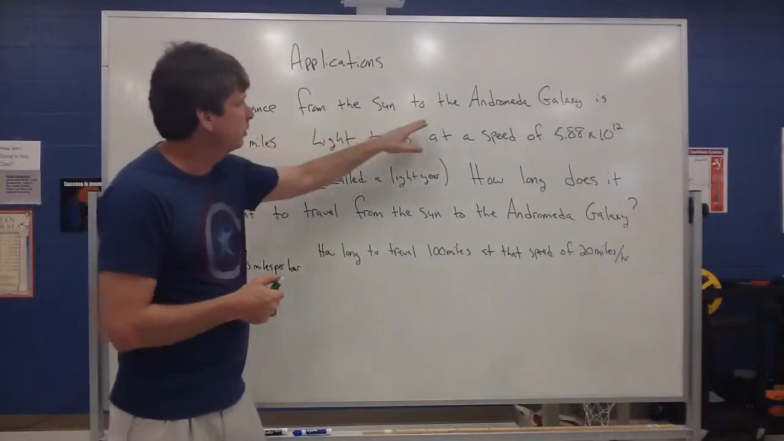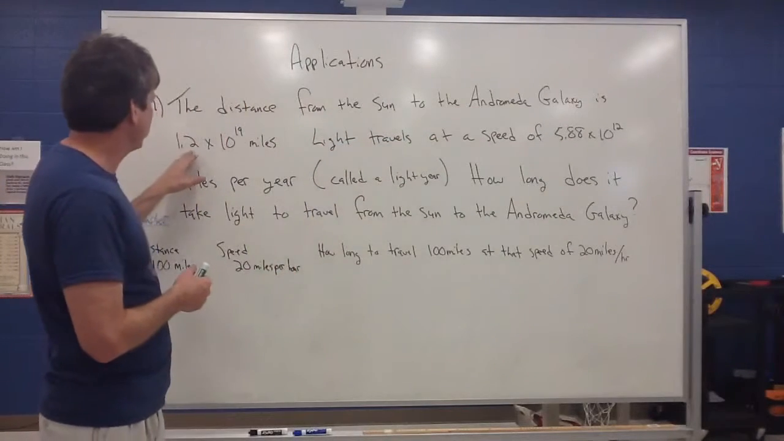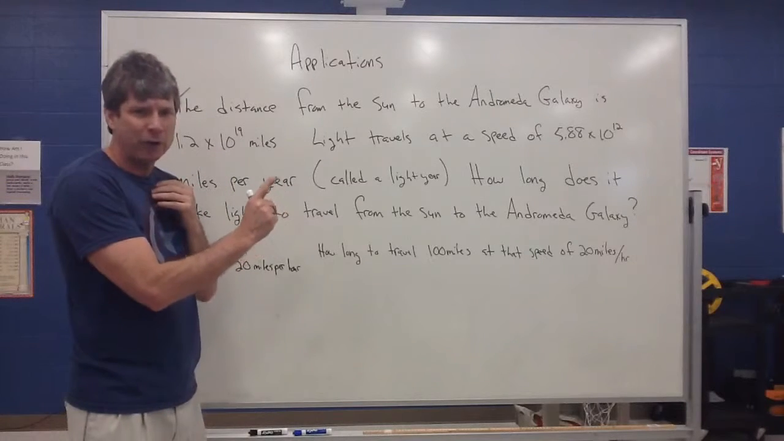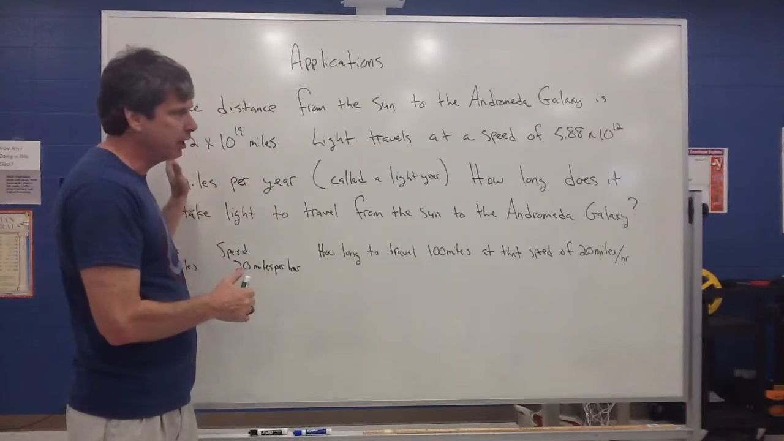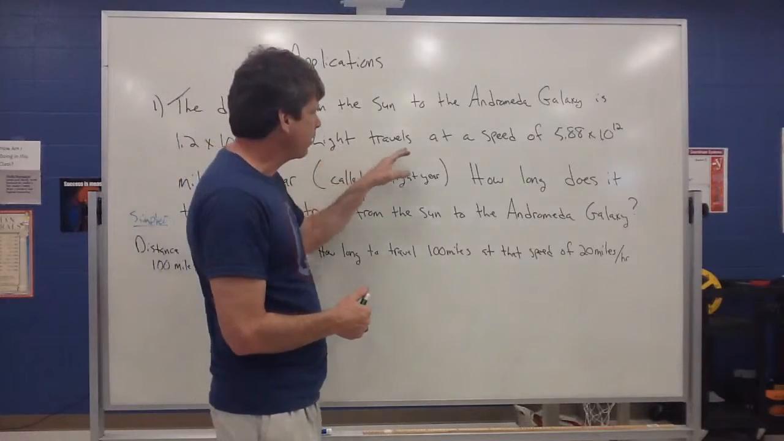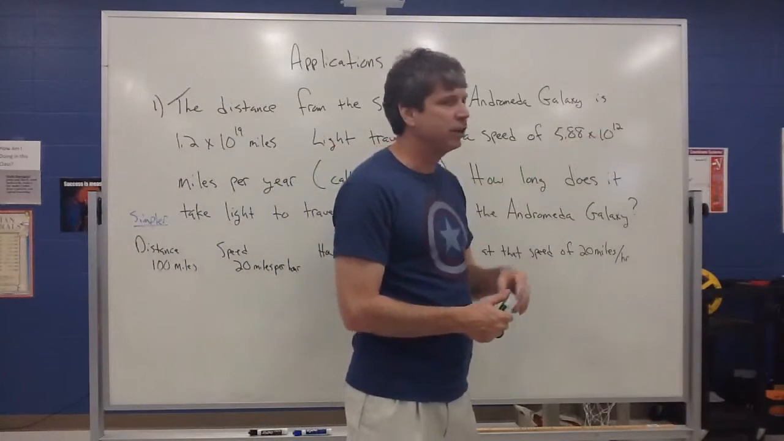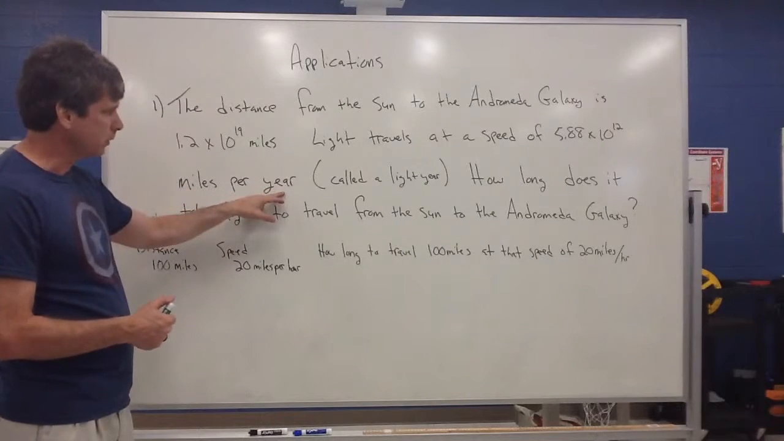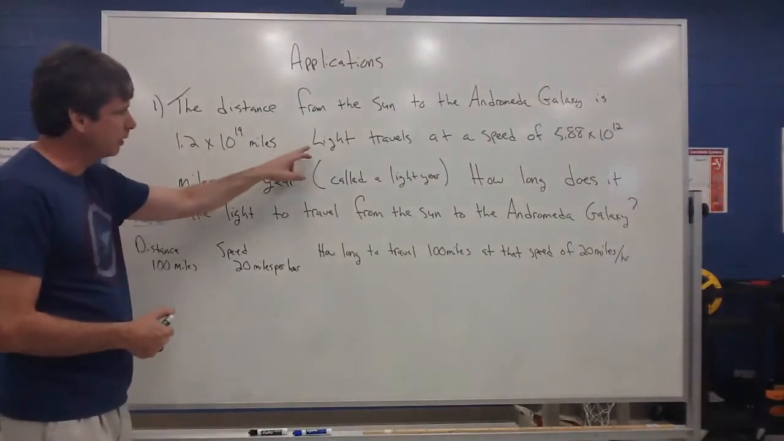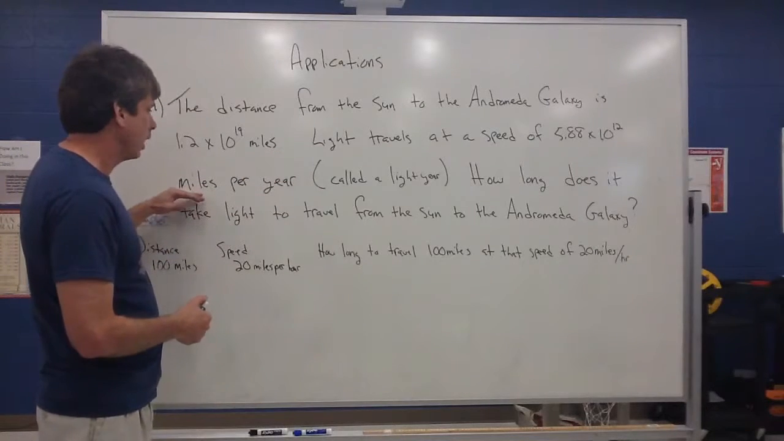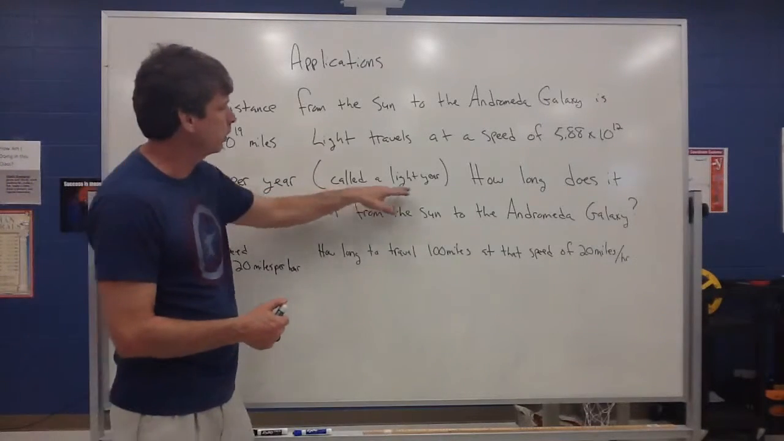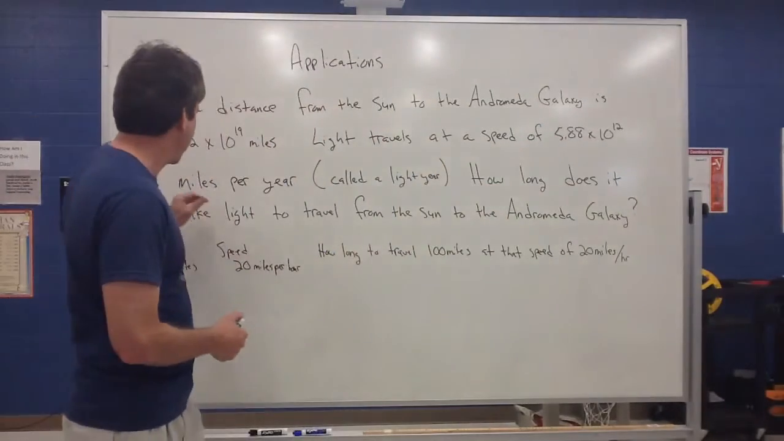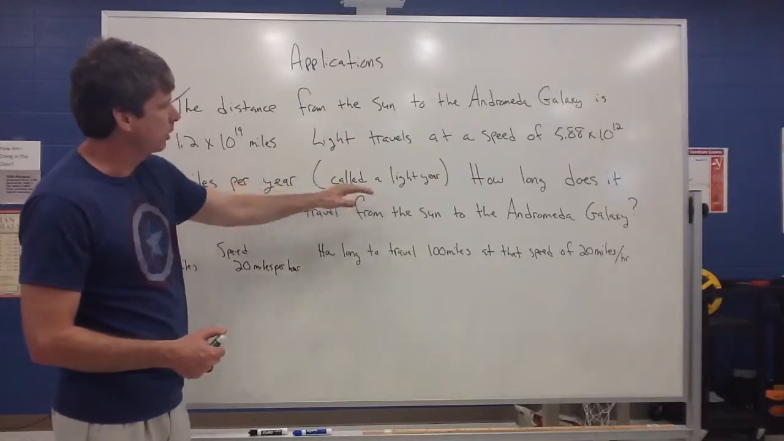The distance from the Sun to the Andromeda Galaxy is 1.2 times 10 to the 19th miles. If I put that in decimal notation, I don't know if I can even read that number. That's a pretty big distance. Light travels at a speed of 5.88 times 10 to the 12th miles per year. So the speed of light basically is how fast light can travel in a year, or actually this is called a light year. That's called a light year.